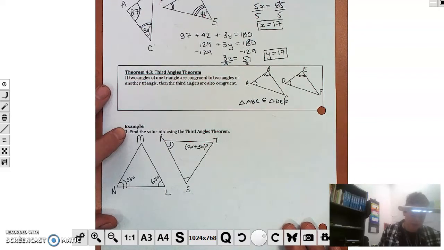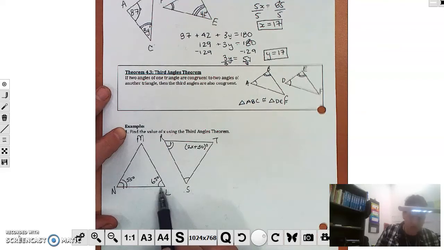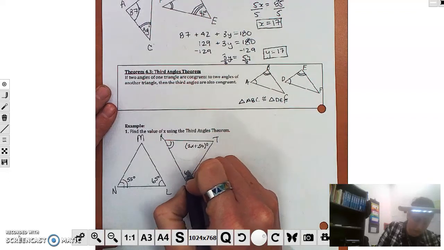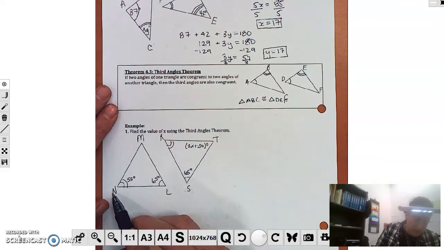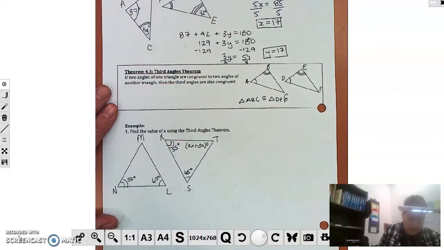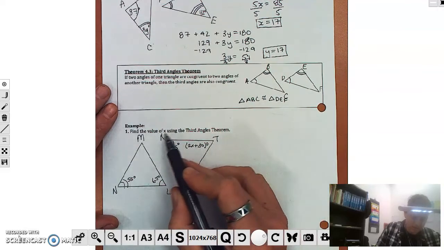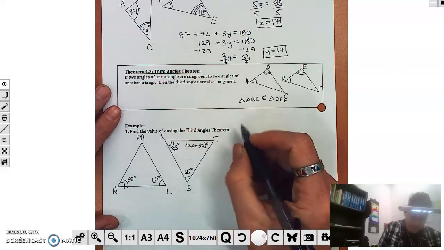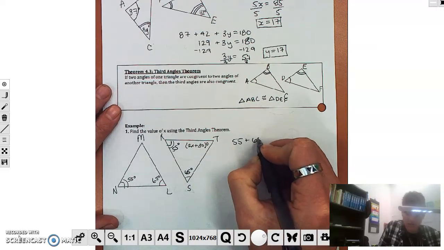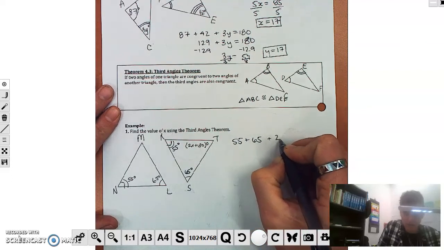Find the value of x using the third angles theorem. All right, I see that L and S are congruent because they each have one arc. So let's put 65 degrees over here. I see that N and R are congruent. So I could put 55 degrees here. I know all three of these are going to add up to 180 degrees because that is how many degrees are in a triangle, ladies and gentlemen.